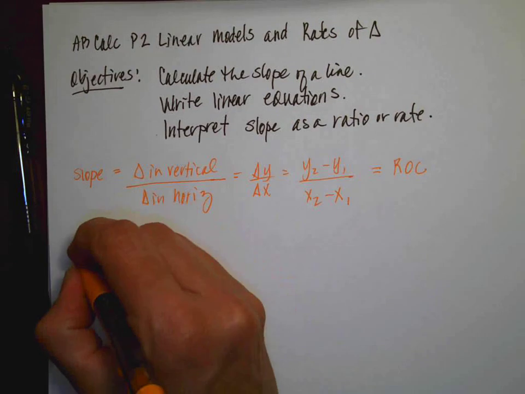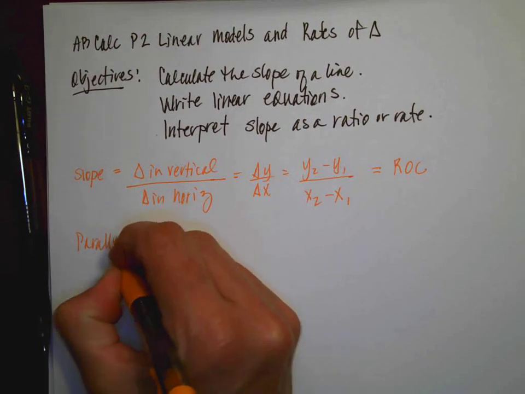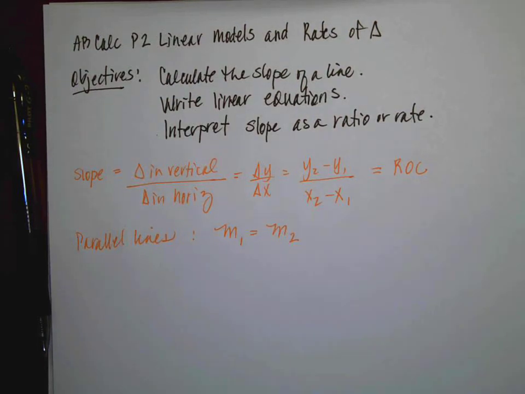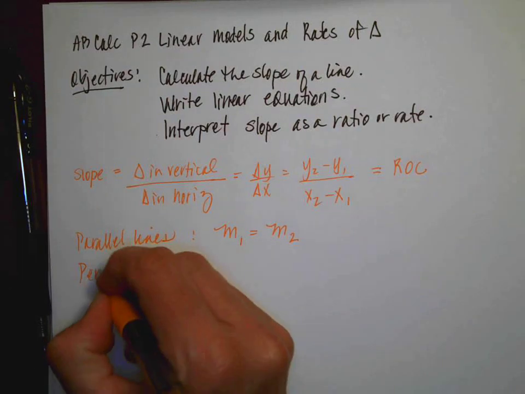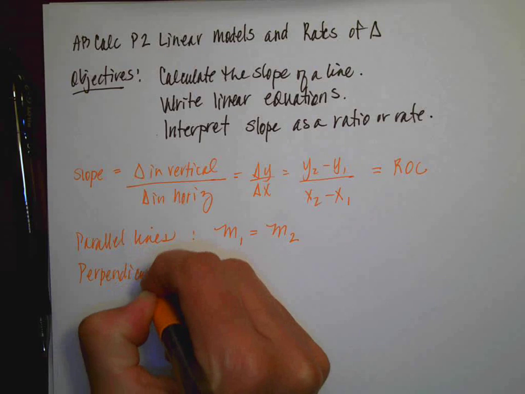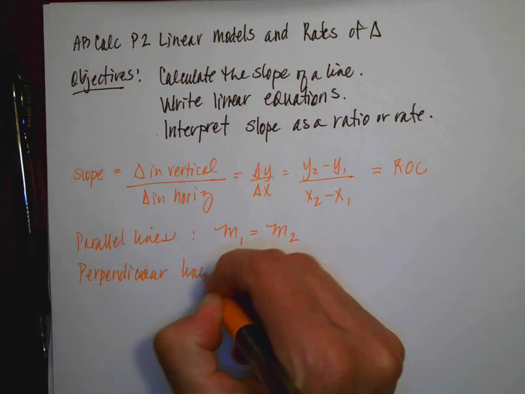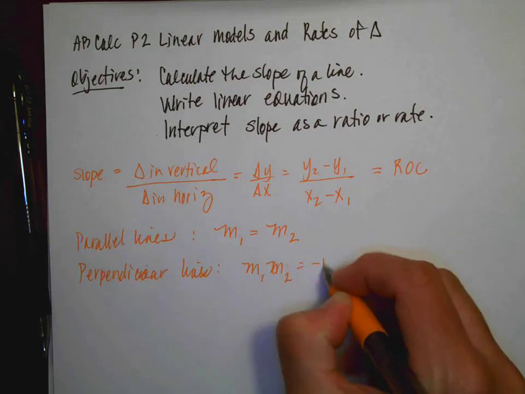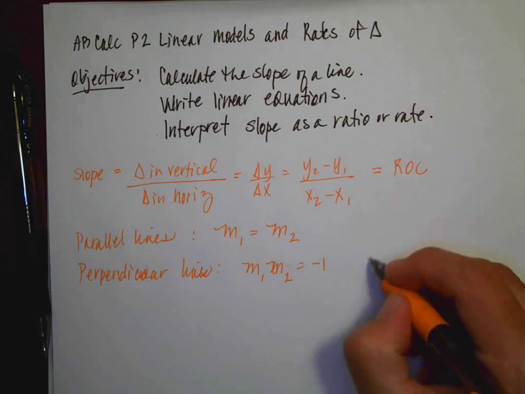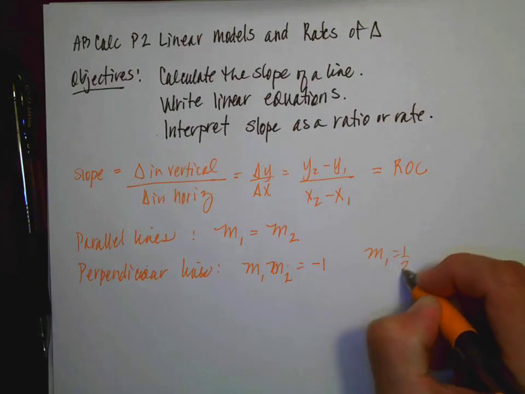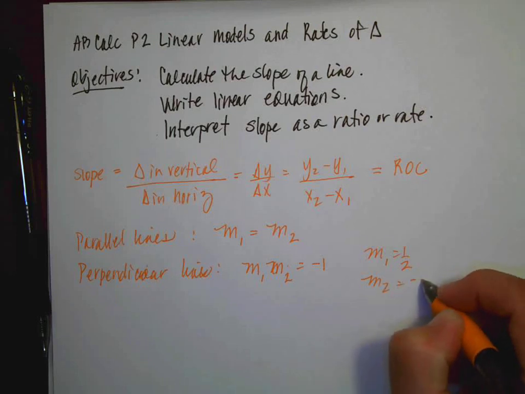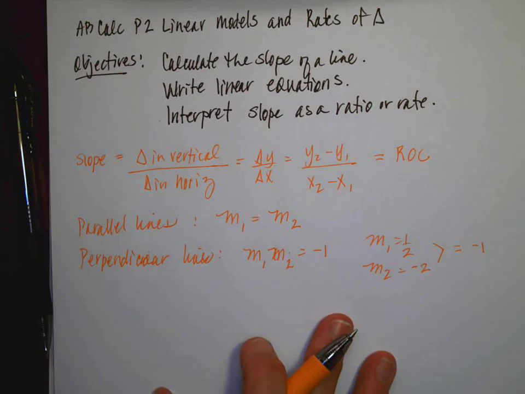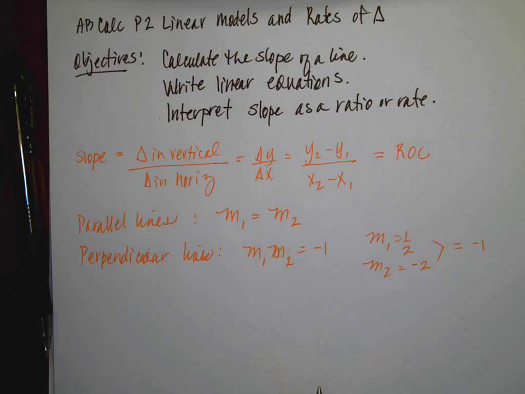Okay? If I have parallel lines, then the slope of the first line is equal to the slope of the second line. If I have perpendicular lines, that's an L, woo, writing is optional today, then that means that when I multiply the two slopes together, I get a -1. So for example, if I had M1 is 1/2 and M2 is a -2, then when I multiply those two guys together, I would get a -1. So perpendicular lines have negative reciprocal slopes.